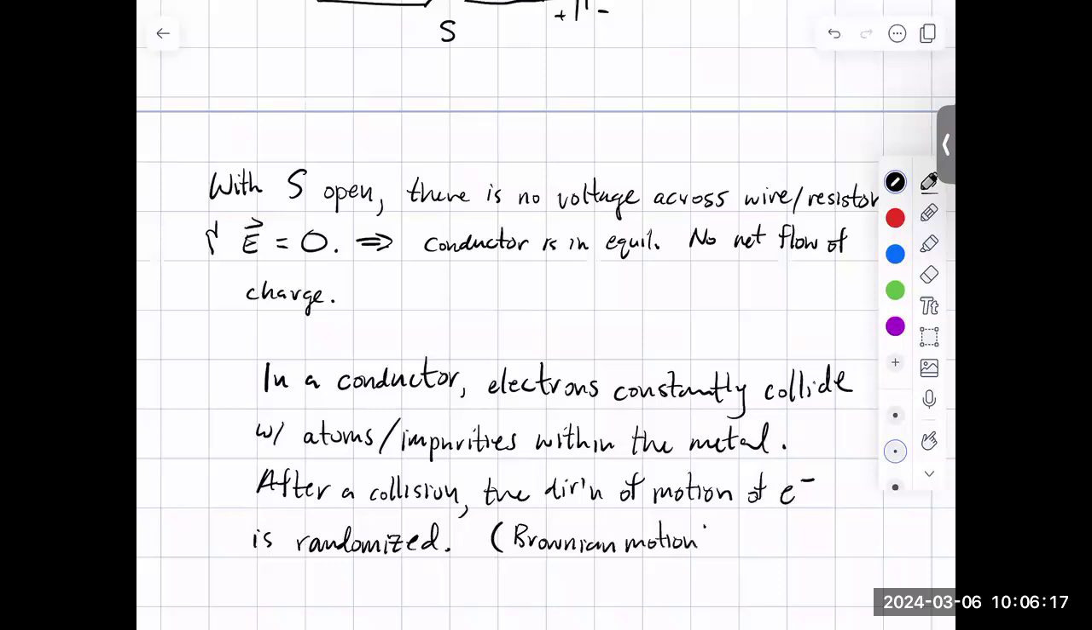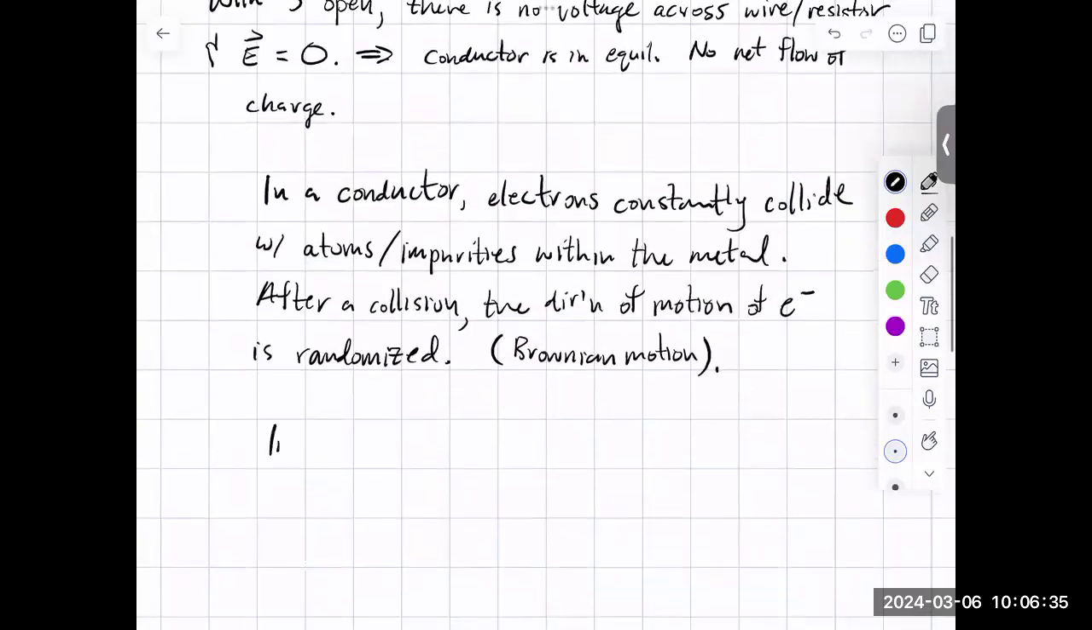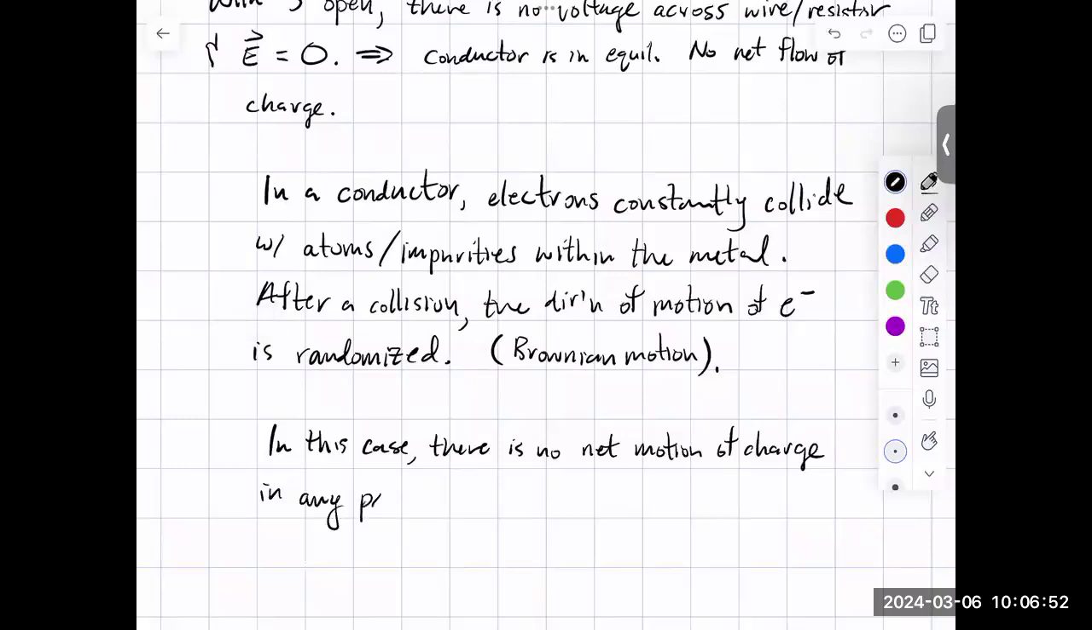Now in the picture above, I drew the motion of just a single electron, but this wire is just filled with these types of electrons, and they're all doing this kind of motion simultaneously. Okay. So in this case, there is no net motion of charge in any particular direction.